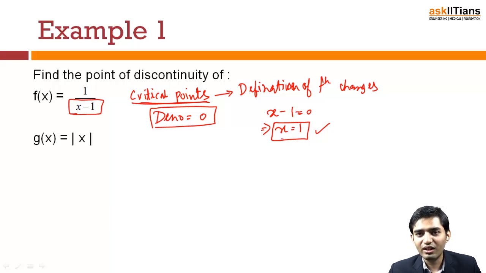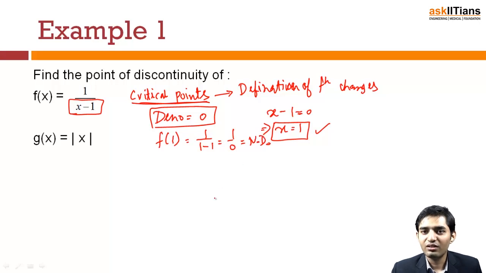Now check whether at x equal to 1 this function is continuous or not. What is f of 1? This will be 1 by 1 minus 1, which is 1 by 0, which is not defined. Denominator cannot be 0. So this function will not be defined at x equal to 1. If the function is not defined, it will be discontinuous. The definition of continuity is: limit should exist, function should be defined, and both of them should be equal. Here the function itself is not defined, so this is discontinuous at x equal to 1.